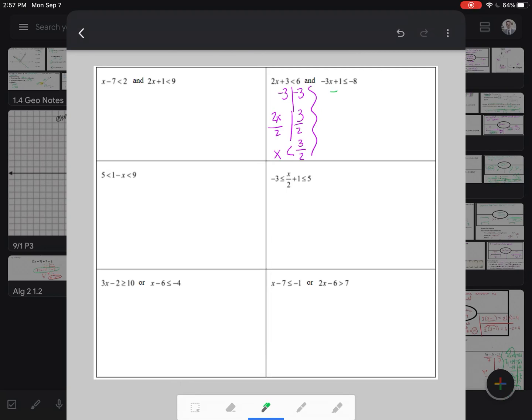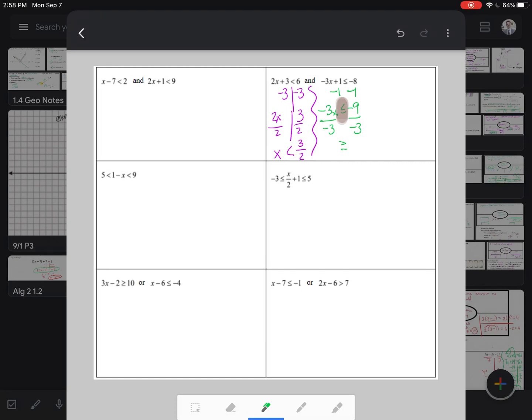I'll do it in a different color. -1, -1, so minus 3x less than or equal to -9. And this is the step that I'm guessing, as an Algebra 1 teacher, a couple of us might forget. If you have multiplication or division by a negative number when solving an inequality, and I'll highlight this, you need to flip your sign. So we are dividing by a negative on this step, so my sign flips.